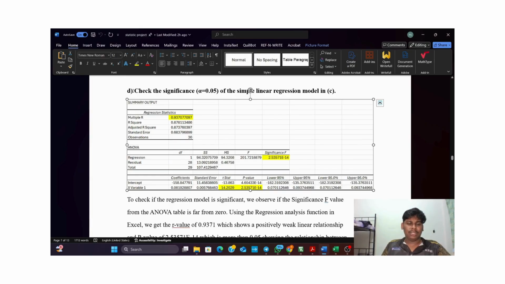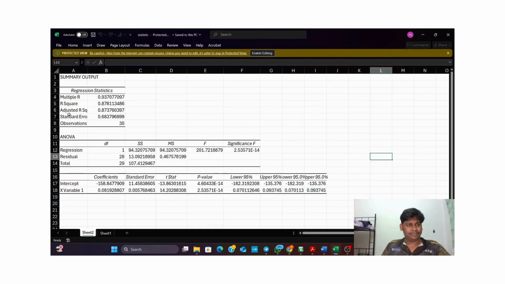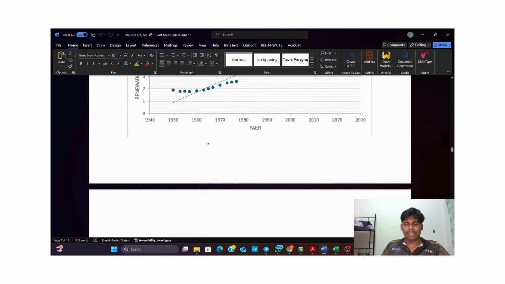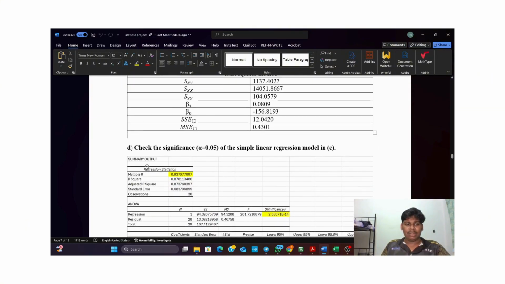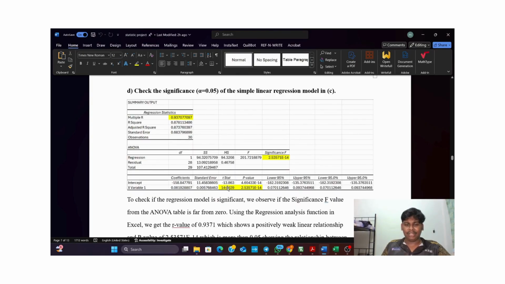Okay, to check the significance at alpha 0.05 of the simple linear regression model in C, let's see what we get on Excel. For the multiple R, we get 0.9370, and the R square we get 0.8781. This value is the same as the plot scatter diagram. Okay, the R square I mentioned is 0.8781, so it's the same. So the summary output is correct, and the t statistic we get is 14.2029, and the p-value we get is 2.53.